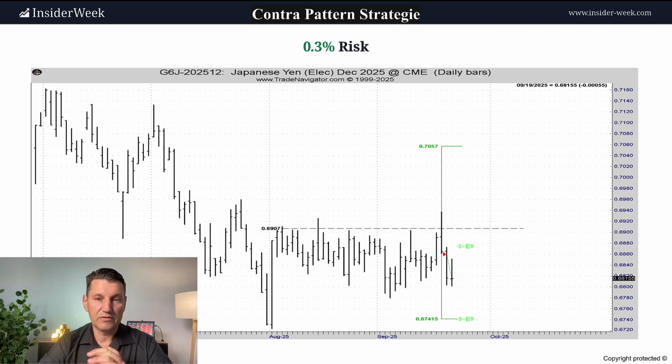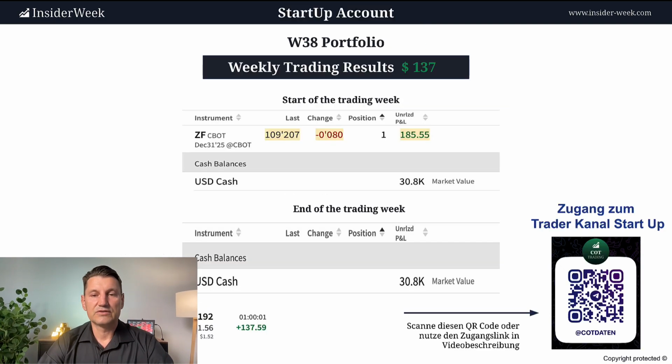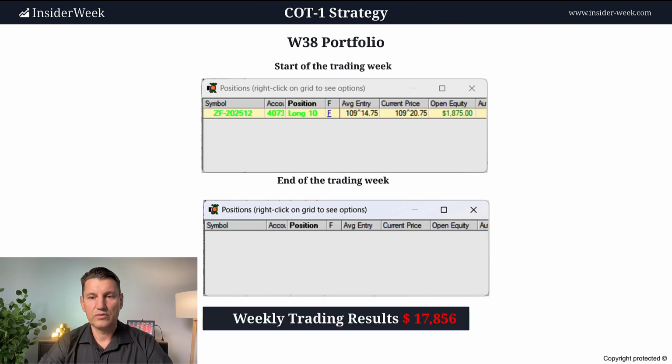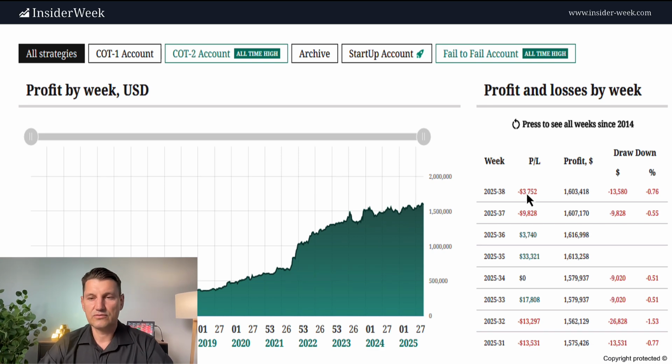So you can see that diversification is very important in trading. You can diversify by markets or by strategies, like I do. As you can see, the CFTC trading strategy failed, but the contra-pattern strategy made a profit, and overall I have a profitable trading week. But in my overall statistic, I just show the trading results of my first two strategies, and if I sum them up, I have a minus week of $3,752.